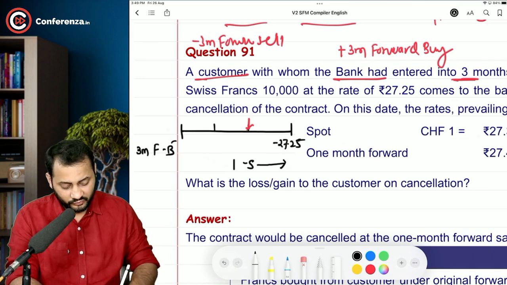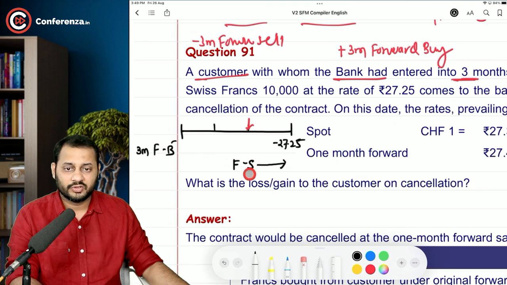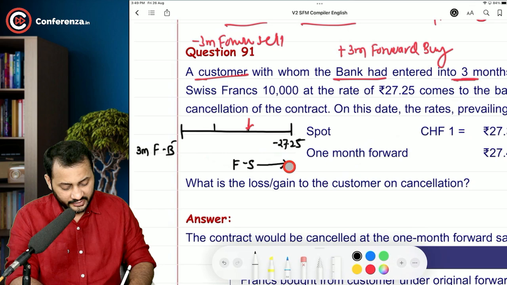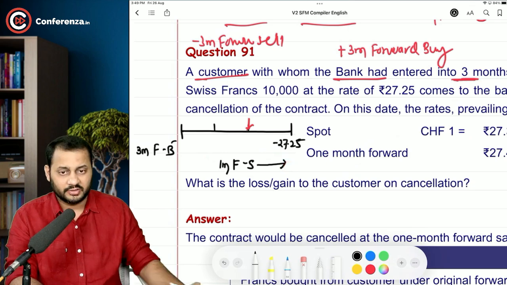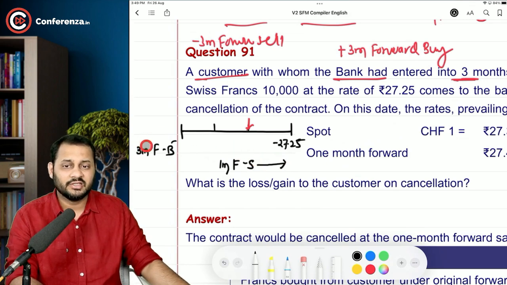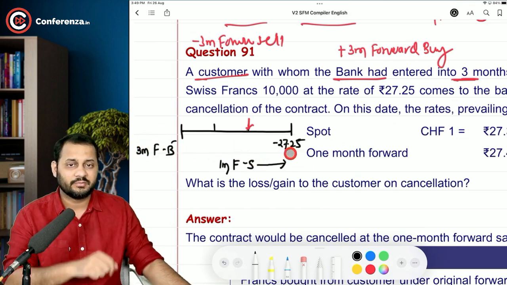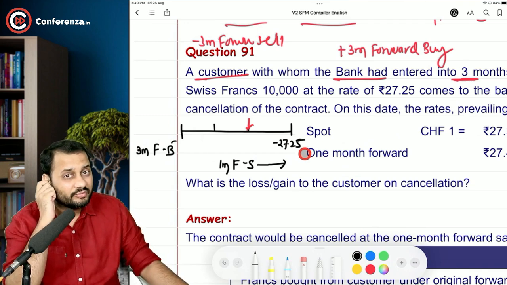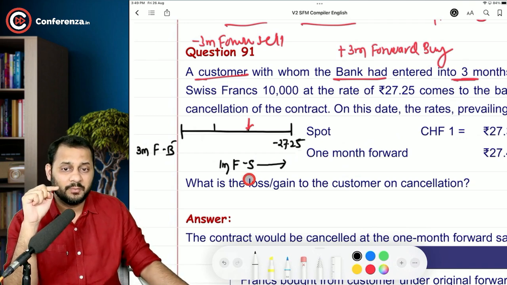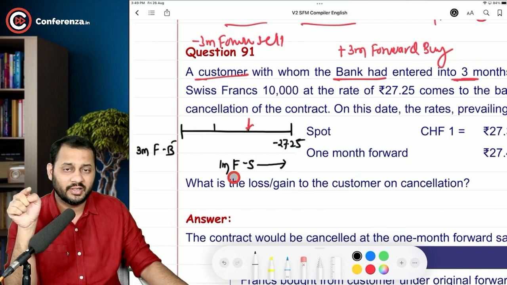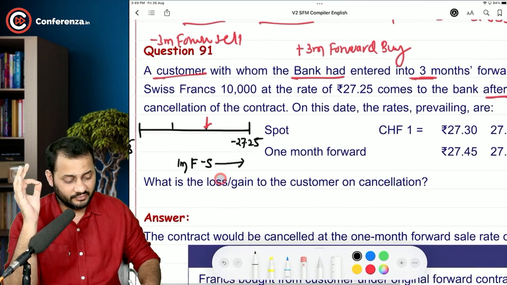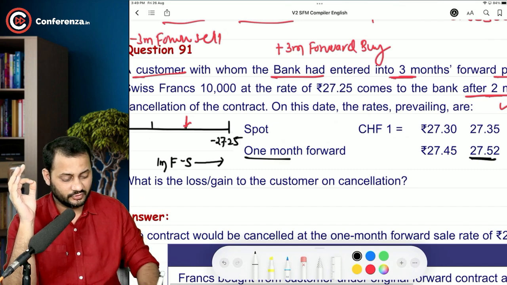So it will be forward sell, because 1 month is still left for the due date. We will enter into forward sell contract with the customer, and this forward is only 1 month away from the due date. That's why we will go for 1 month. So it is like this: 1 month forward sell to cancel 3-month forward buy. Both of them are expiring on the same date. Now you are talking from the angle of the bank. So if the bank wants to sell in forward market for 1 month, ask rate will be used, which is this 1 month forward ask rate.